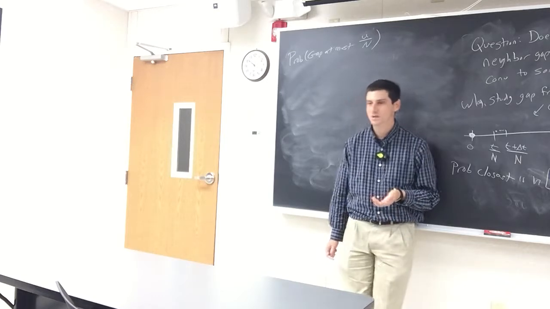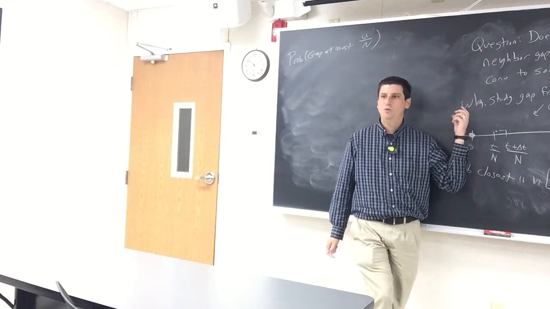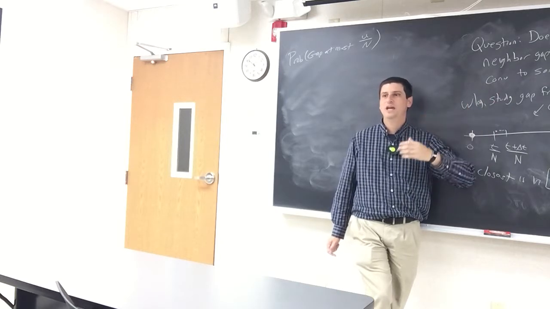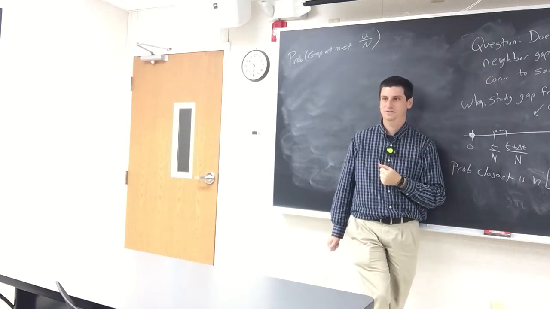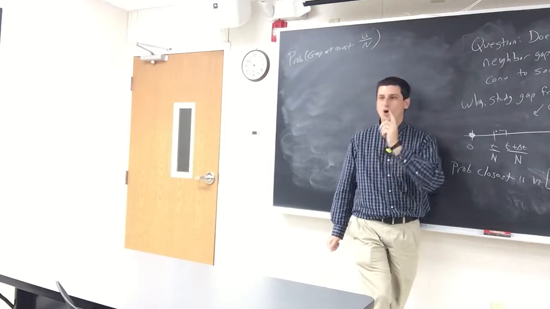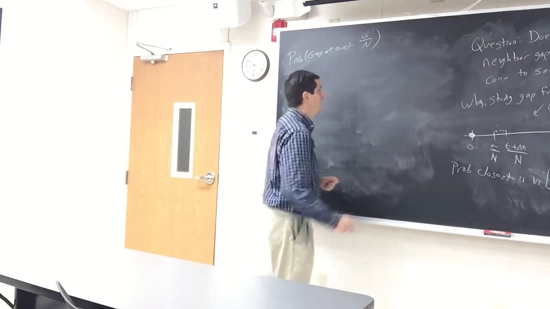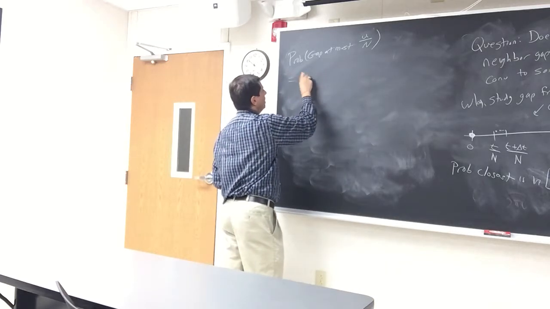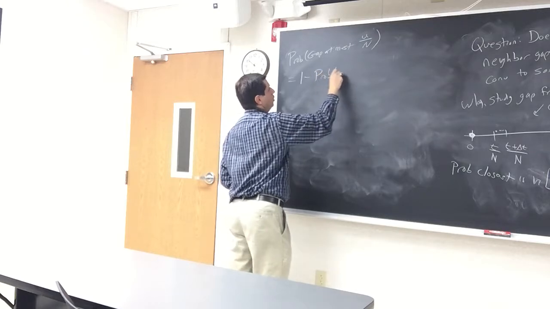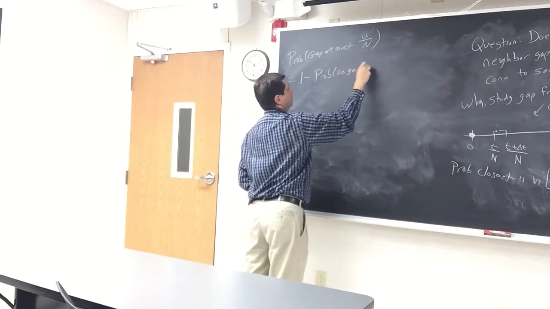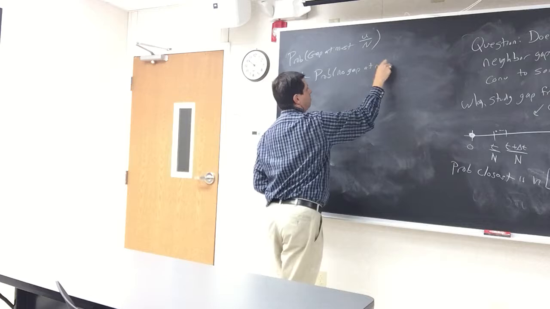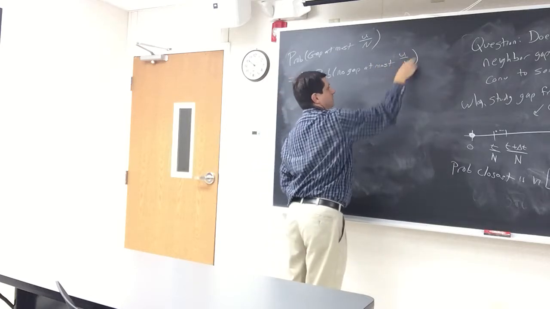Chebyshev is going to give you estimates. I want to calculate probability. What's the easiest way to calculate the probability that something happens at least once? 1 minus the probability it doesn't happen. So this is equal to 1 minus the probability of no gap at most u over n.